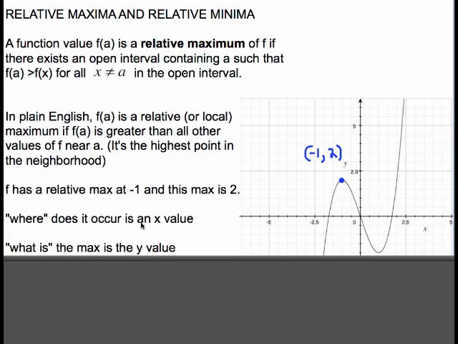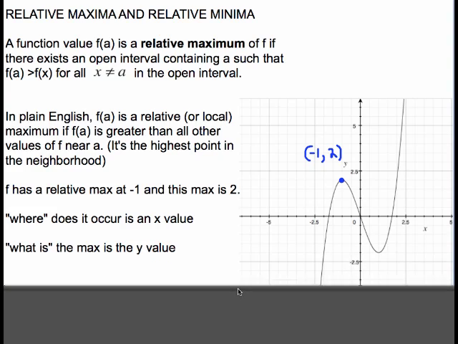So take a look at this. F has a relative max right here at -1, 2. It's reached a peak right here. This does fit this definition from the standpoint of 2 is the highest y value in the land. I mean, you can just look at your graph and see that it's the highest, just in this region. We're not talking way over here where it continues off to infinity. So f has a relative max at -1, and the maximum is 2. There's two different things you're being asked. Where does it occur is the x value. What is the maximum value is the y value.